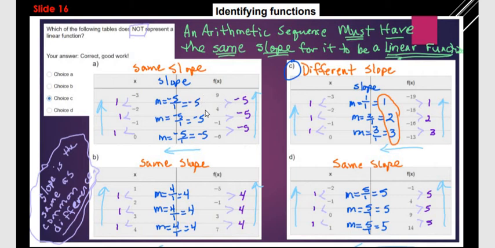Now, still going backwards, we're going to divide. Negative 5 divided by 1 is a negative 5. Again, negative 5 divided by 1 is a negative 5. So this one has the same slope.